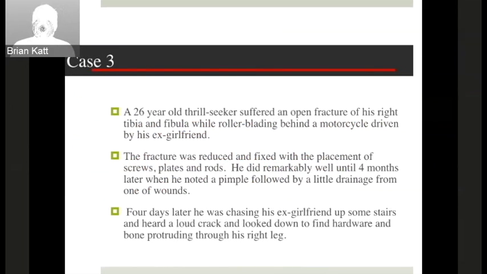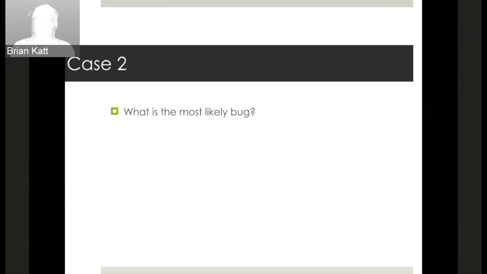All right. A 26-year-old thrill seeker suffered an open fracture of his right tibia and fibula while rollerblading behind a motorcycle driven by his ex-girlfriend. The fracture was reduced and fixed with the placement of screws, plates, and rods. He did remarkably well until 4 months later when he noted a pimple followed by a little drainage from one of the wounds. Four days later, he was chasing his ex-girlfriend up some stairs and heard a loud crack and looked down to find hardware and bone protruding through his right leg. What is the most likely organism?